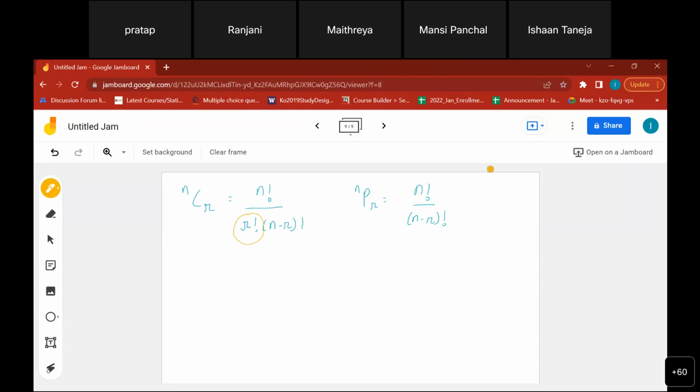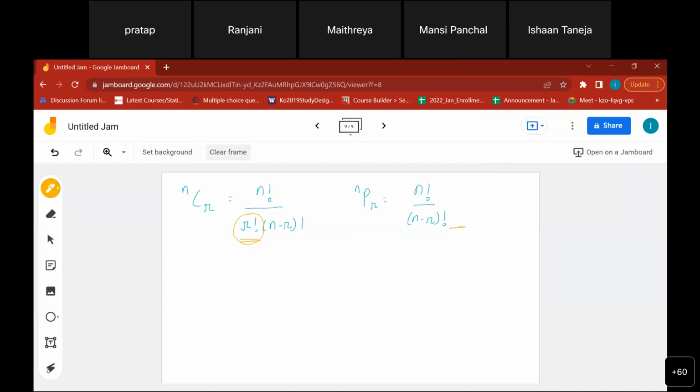If you notice this formula, this extra division by r factorial is to remove the order duplicacy, because here order doesn't matter, right? To remove those duplicate cases, we divide by r factorial. But in permutation, order matters, so we are not removing the duplicacy, right? Okay, moving further.